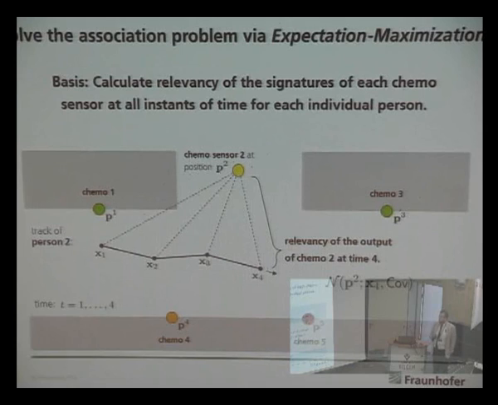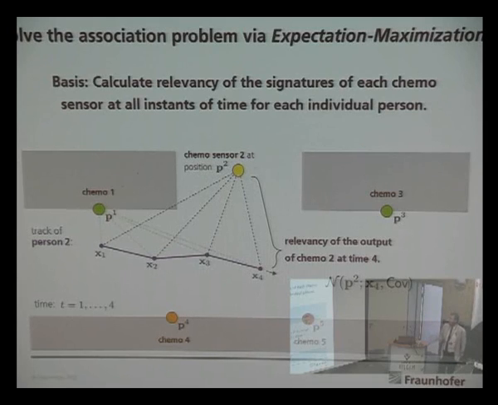So this method is well understood. Let us apply this to this chemical sensor. The key ingredient of applying PMHT to classification is to calculate a quantity that we call the relevancy. The relevancy of the output of chemical sensor 2 at time 4, here for example. And we have to calculate it for each instant of time.